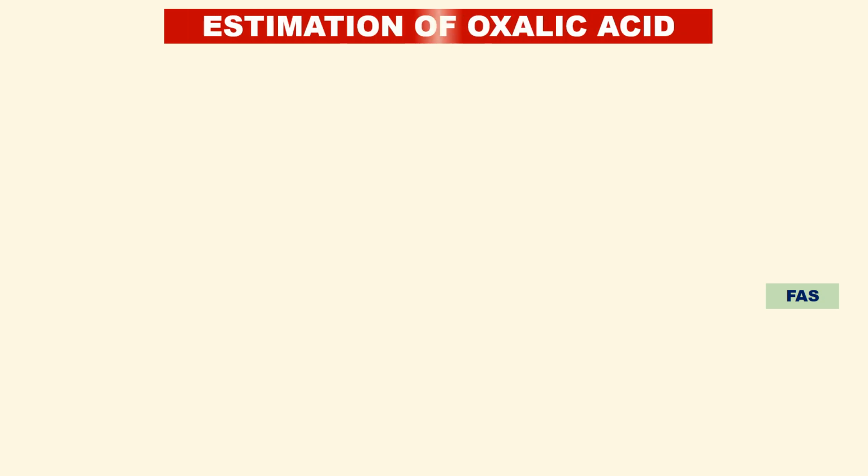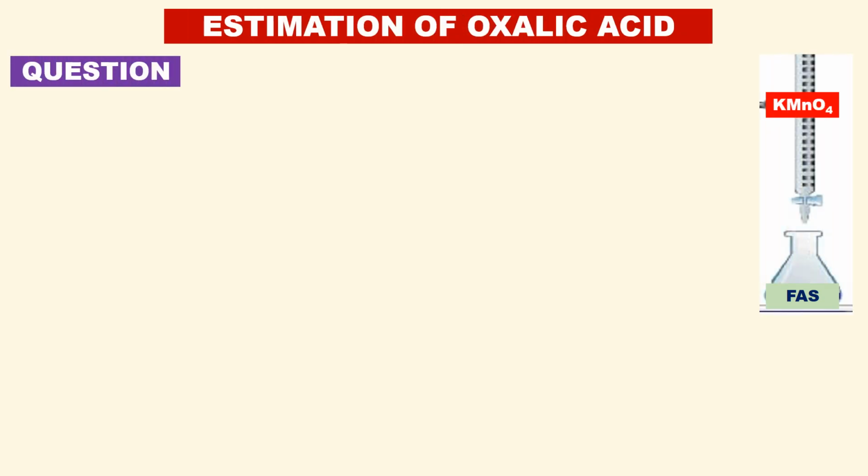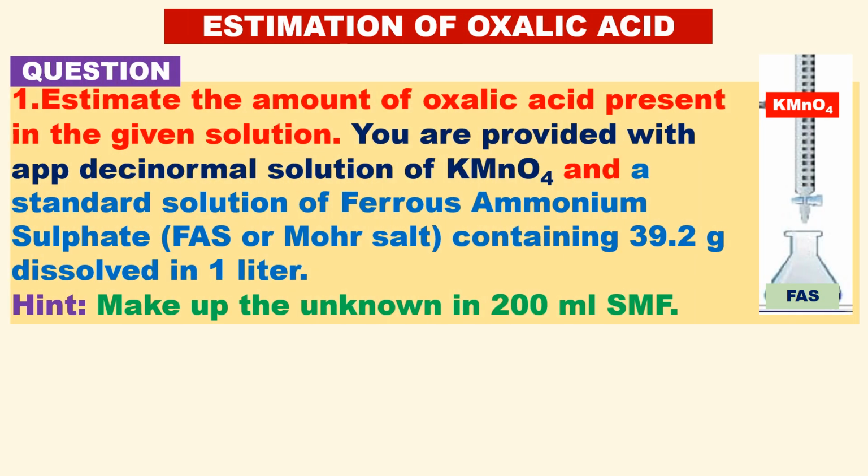See the question you will be asked in your exam: estimate the amount of oxalic acid present in the given solution. You are provided with approximately decinormal solution of KMnO4 and a standard solution of ferrous ammonium sulfate, also known as Mohr's salt, containing 39.2 gram dissolved in 1 liter. This is the question you will be asked in the practical exam.